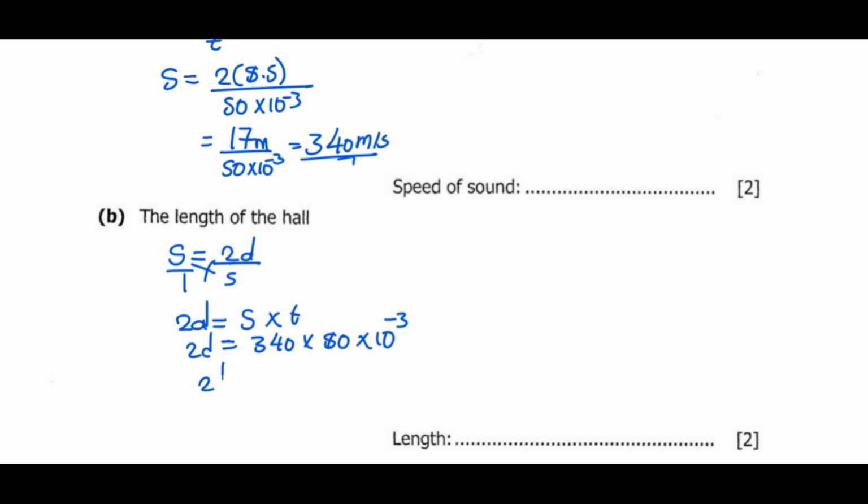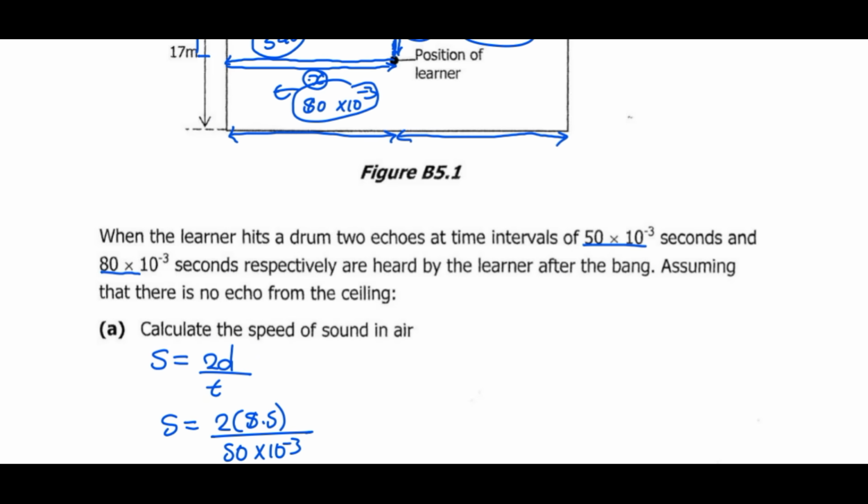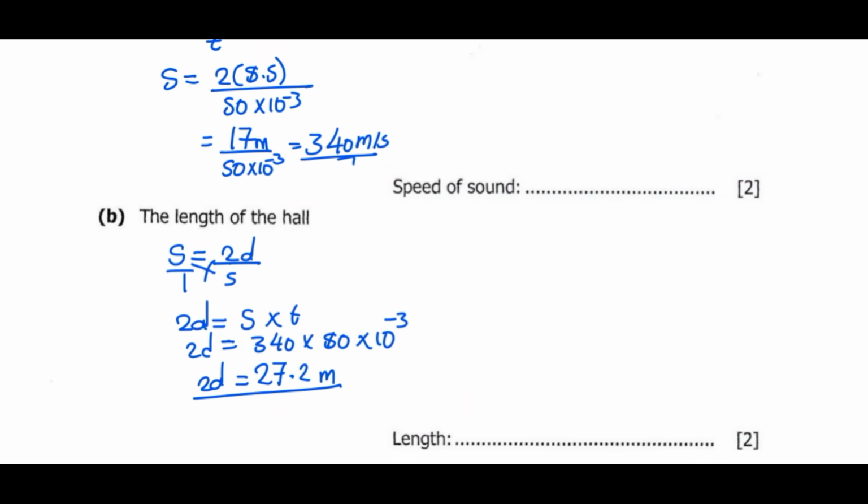So 2d is equal to 340 times 80 raised to the power, times 10 raised to the power negative 3. So I'm getting 27.2 meters. So this is our answer. There's no need of dividing by 2, because if we divide by 2, this means that we only find half. Then for us to find the total length, we are going to multiply again by 2. So for a question like this one, we just leave it here, 2d.